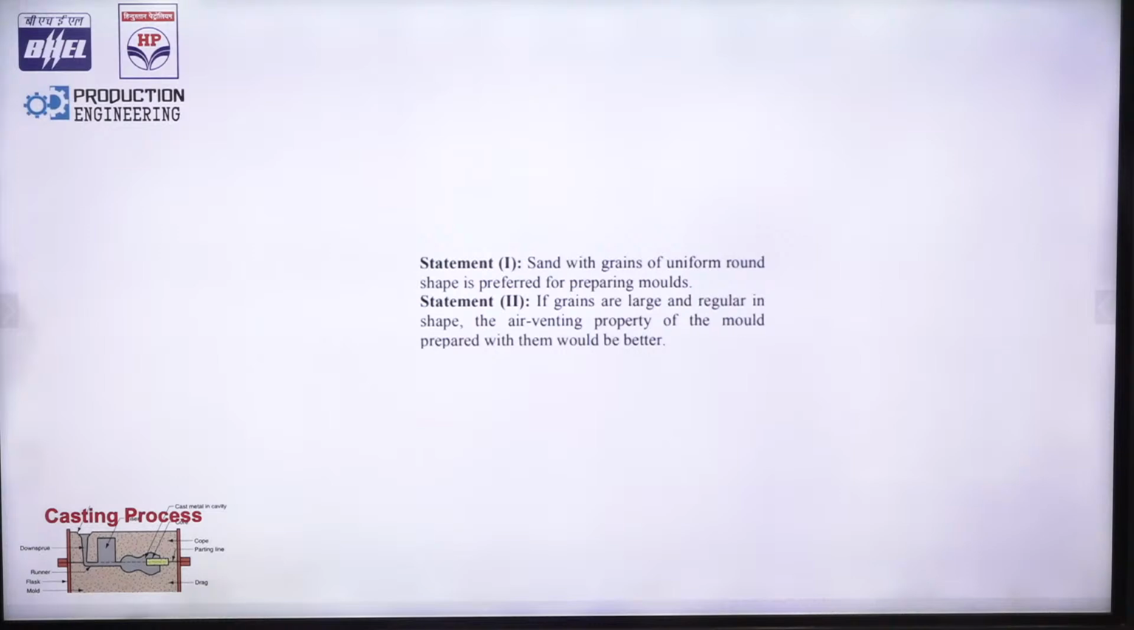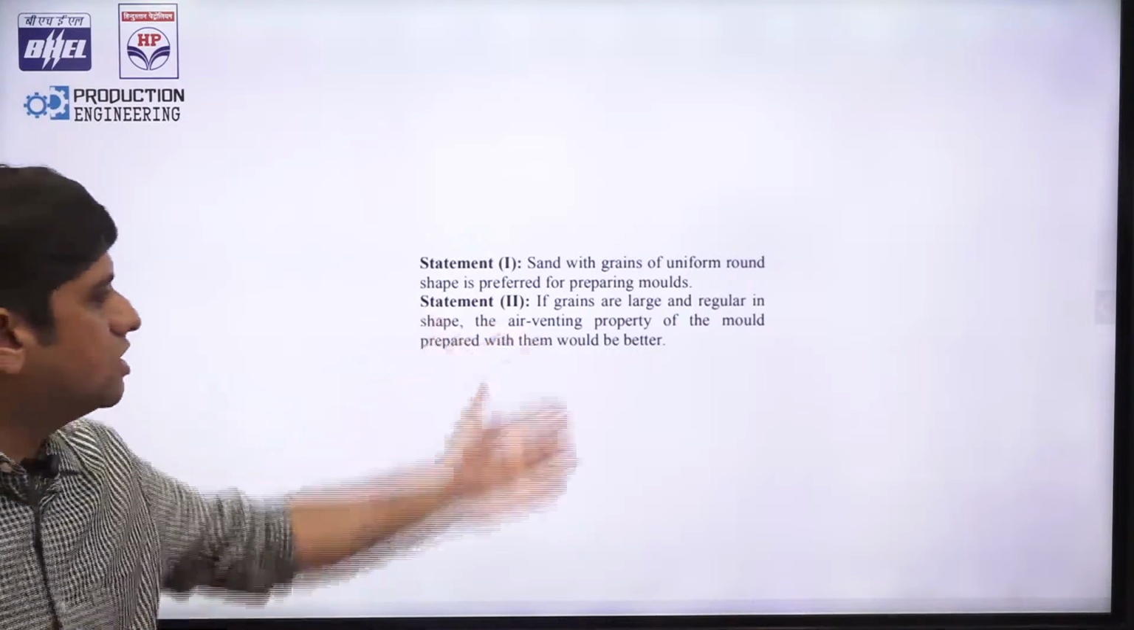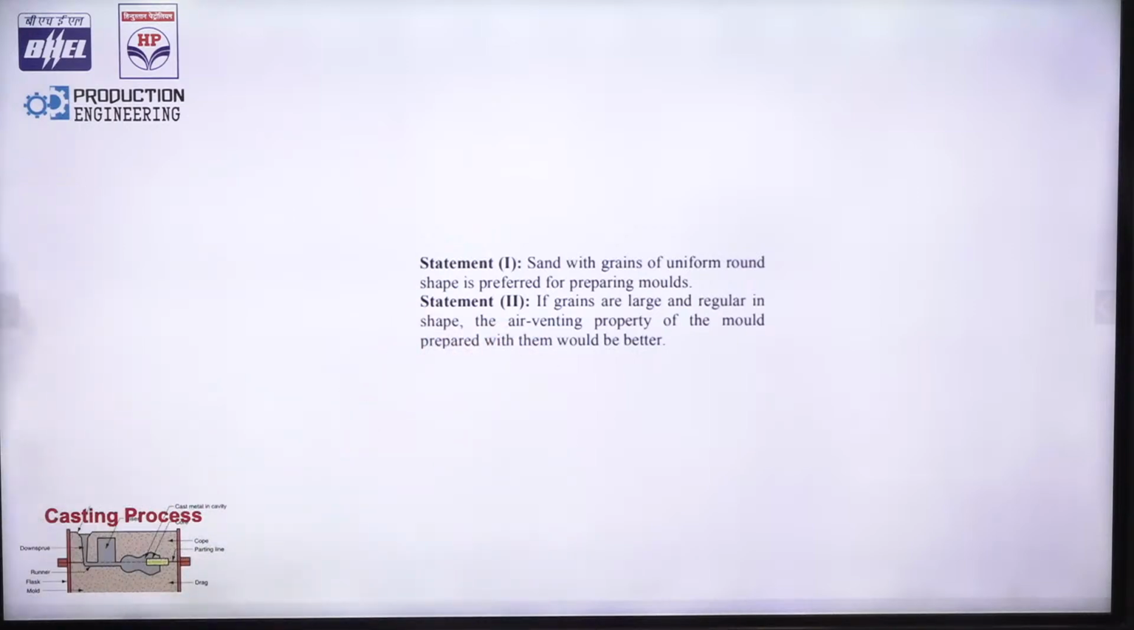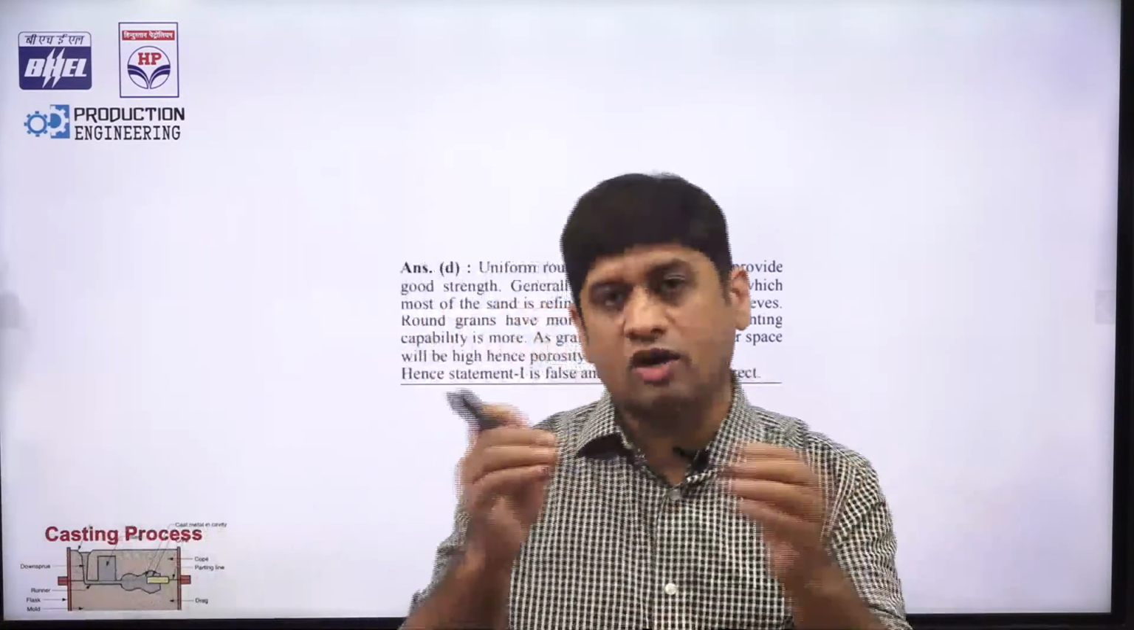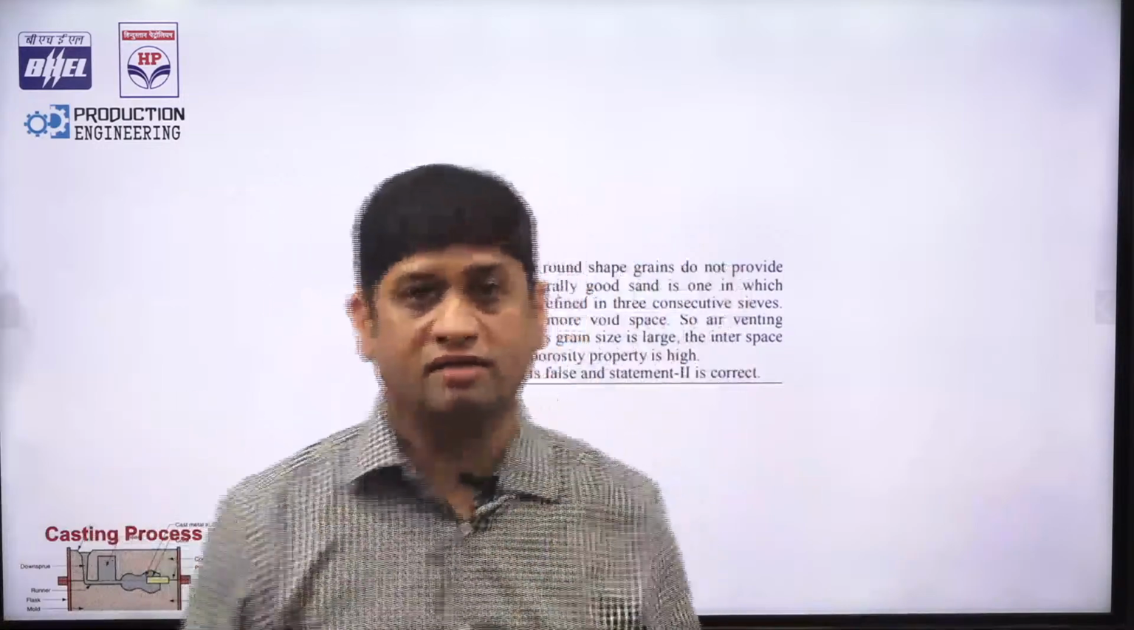Sand with grain of uniform round shape is preferred for preparing the mold. If grains are large and regular, the air venting property of the mold would be better. So grain size of the sand is also one of the criteria. How does the grain size decide the venting property? And this is the answer. Uniform grain size does not provide good strength. Remember that. If all the grains you are using are of the same size, then strength will not be obtained. That is number one, you should remember.